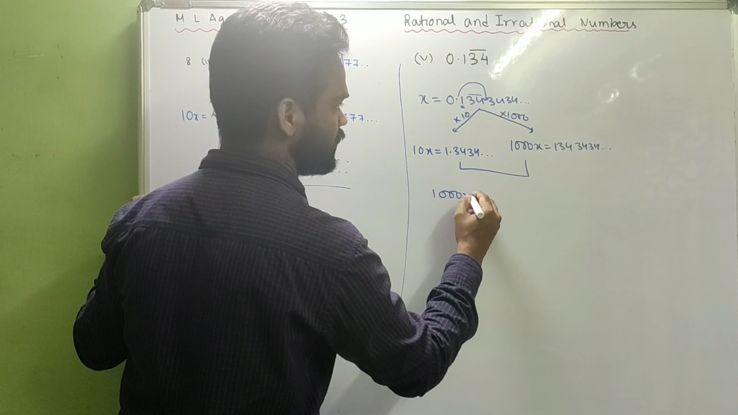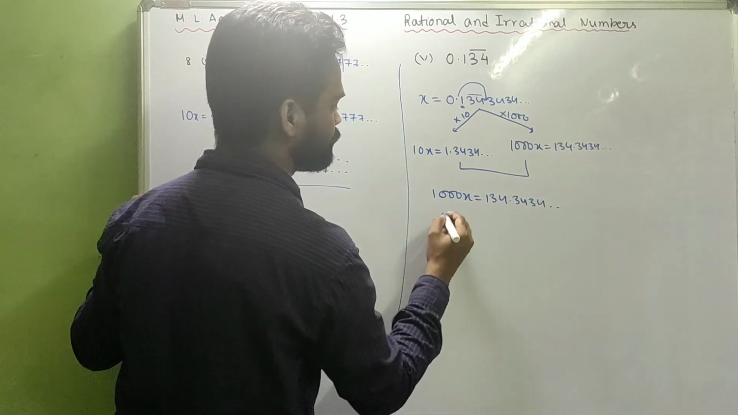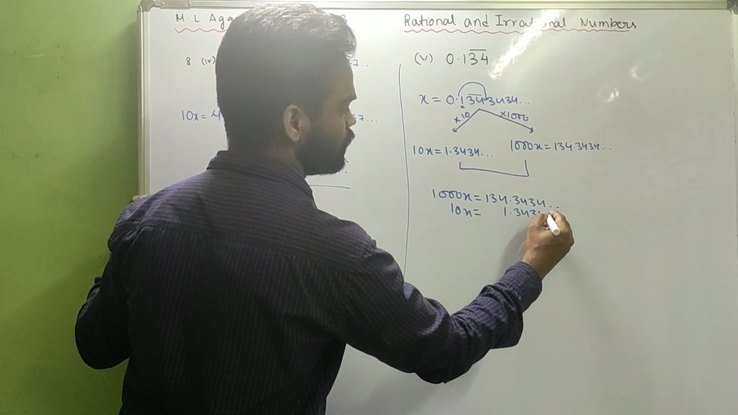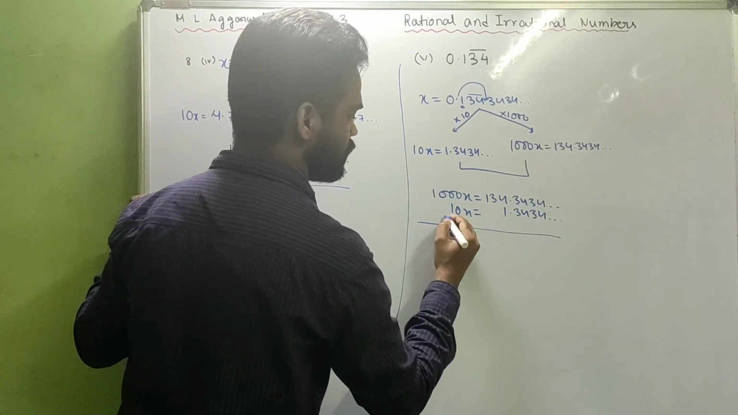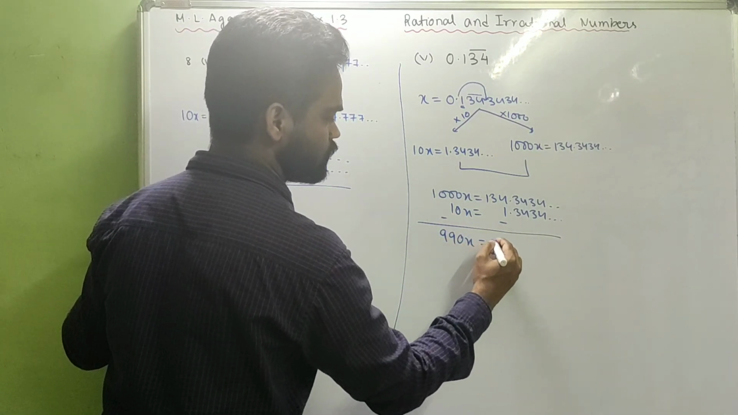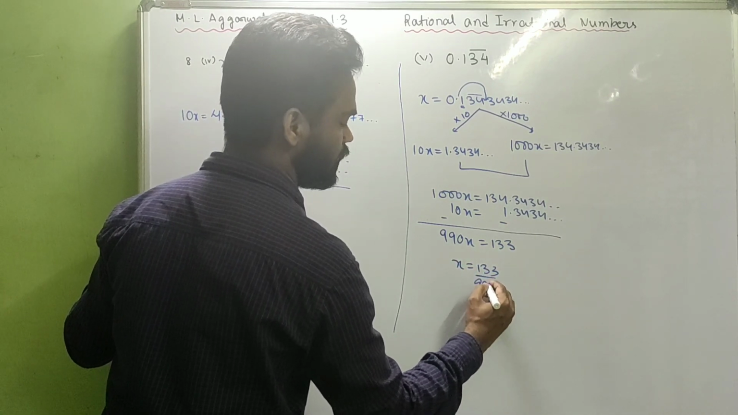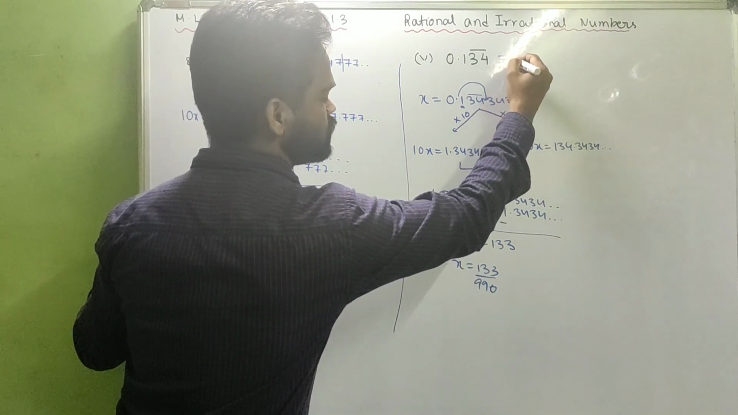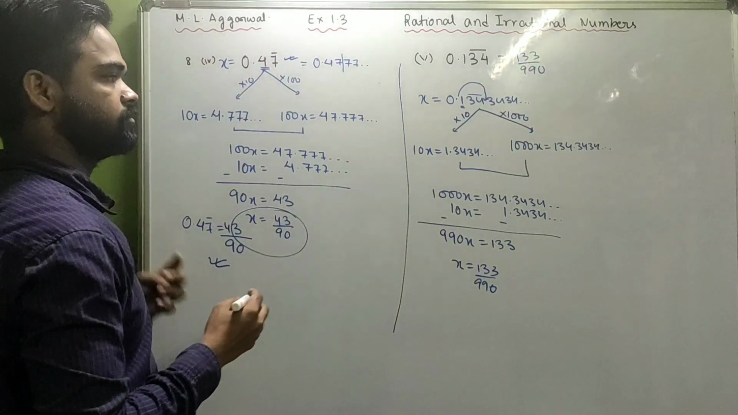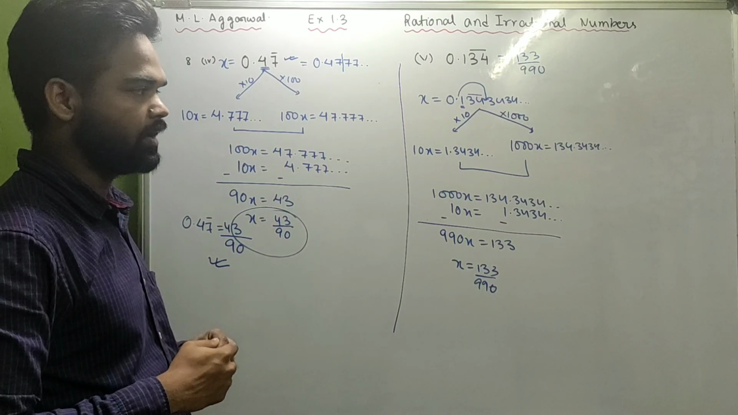So 1000x equals 134.3434 dot dot dot. This is 10x equals 1.3434. When you subtract, you get 990x equals 133, which means x is 133 by 990. Clear? Now let us look at the next sum.